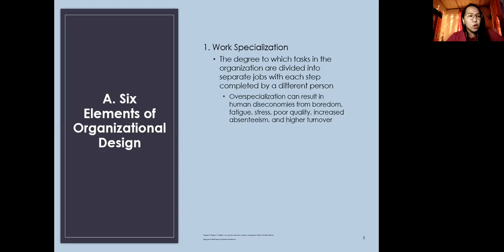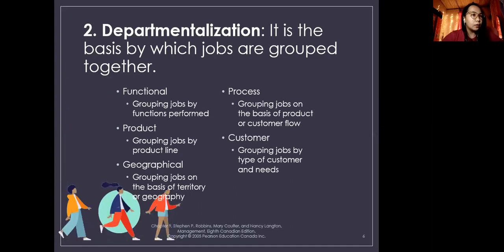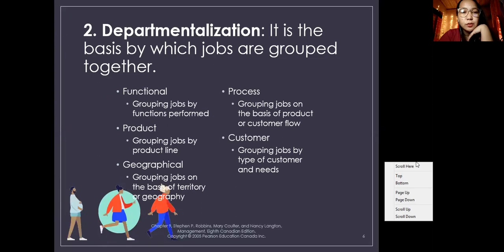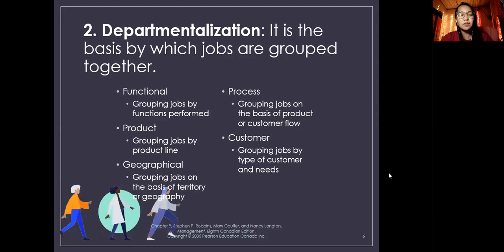Okay. So the second organizational element is departmentalization. I think out of the 6 elements of organizational design, this is the longest. Departmentalization is the basis by which jobs are grouped together. Once work tasks have been defined, they must be grouped together in some way through a process called departmentalization. So there are 5 major ways on how you can departmentalize. First is functional. Second is product. It can be geographical. It can be process departmentalization or customer departmentalization. We will discuss that one by one.